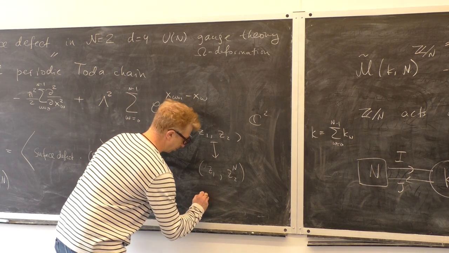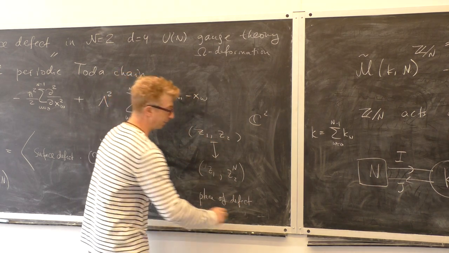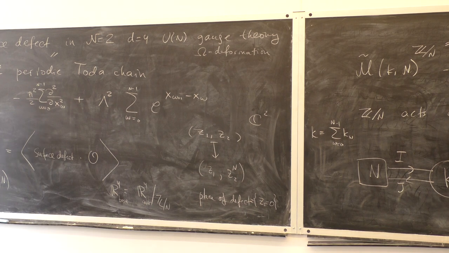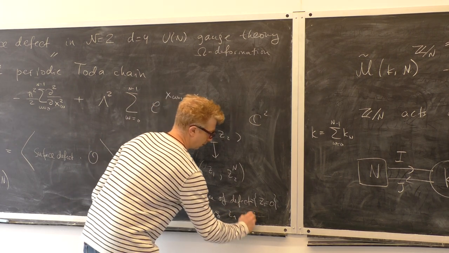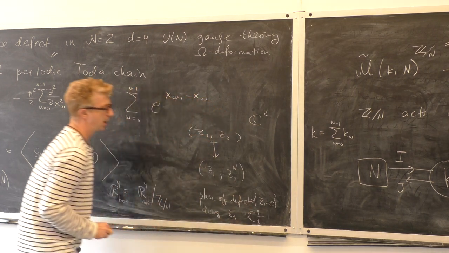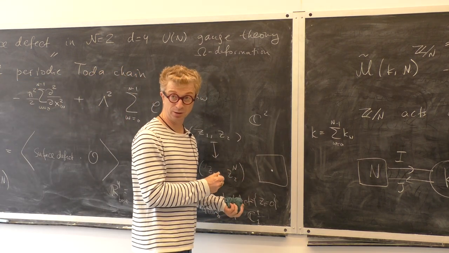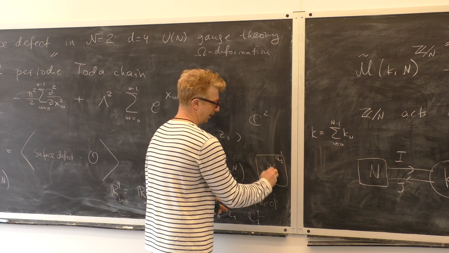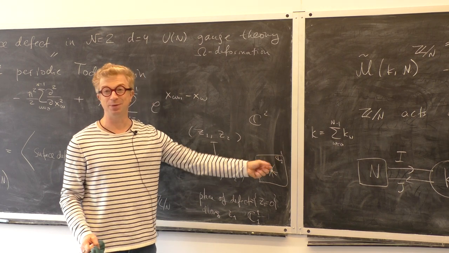So the plane of defect is the ramification divisor of this map. This is z2 equals zero. So the defect is along the z1 plane, and it's localized at the conical singularity of the z2 plane. So this is where the defect is. And this star represents the fact that we divide by Z_n.